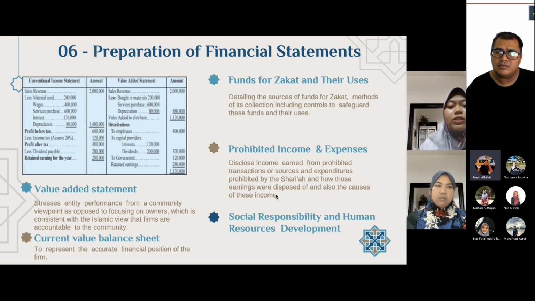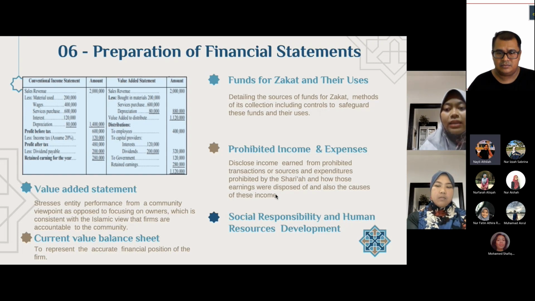development reports. So ada beberapa scholars recommend untuk companies prepare value added statement. A value added statement macam gambar ni, dia menekankan entity performance daripada community viewpoint berbanding fokus kepada owner yang konsisten dengan Islamic view yang company are accountable to the community. And lastly, to represent the accurate financial position of the firm, it is suggested for firms to prepare a current value balance sheet at the end of accounting period.